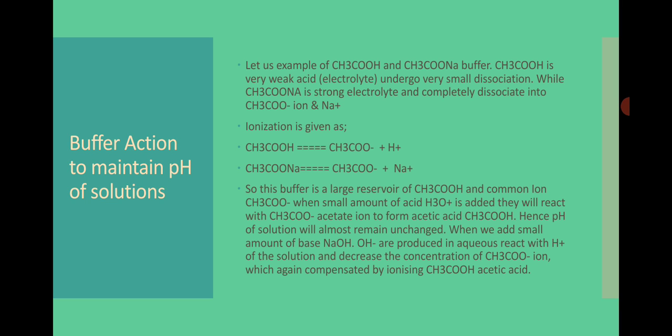So in this buffer system, acetic acid and sodium acetate, their amounts will determine how much the pH will be and how much the pH will be minimized. The next table shows that the pH of the buffer solution depends upon the molar ratio of acetic acid and sodium acetate taken.